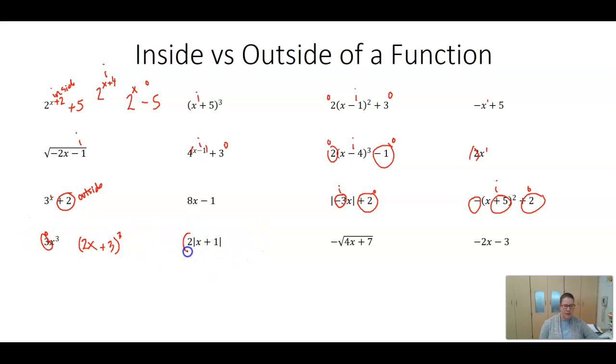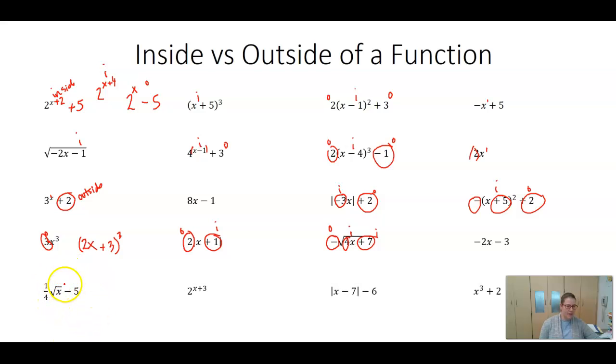that 3 would be outside. Here on this absolute value function, we have a times 2 on the outside and a plus 1 on the inside. Here on this square root function, we have an outside negative, and we have an inside times 4 and an inside plus 7, so inside, inside, and outside. Another linear function, so we can't really distinguish between inside and outside.